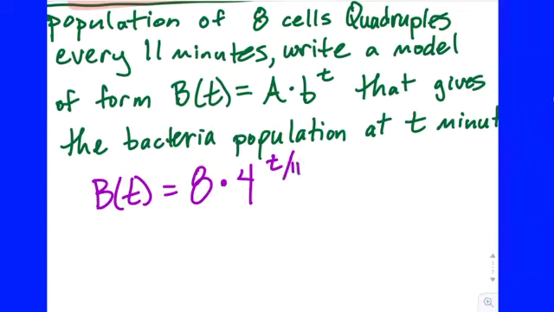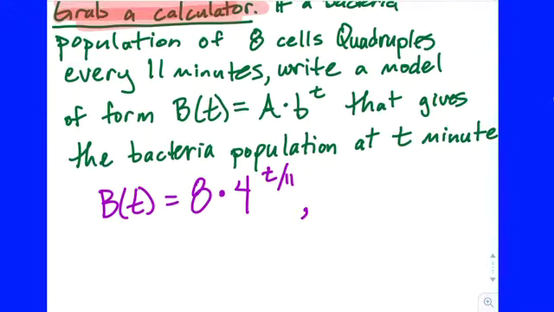And so notice what that does. Every multiple of 11 now gives you another factor of 4. You plug in a 0, you get 4 to the 0, which is 1. You plug in an 11, you get 11 over 11 is 1, so that's one factor of 4. 22 divided by 11 is 2. That gives you your next factor of 4. So remember, it's just the base raised to the time divided by the amount of time it takes for that scale factor.